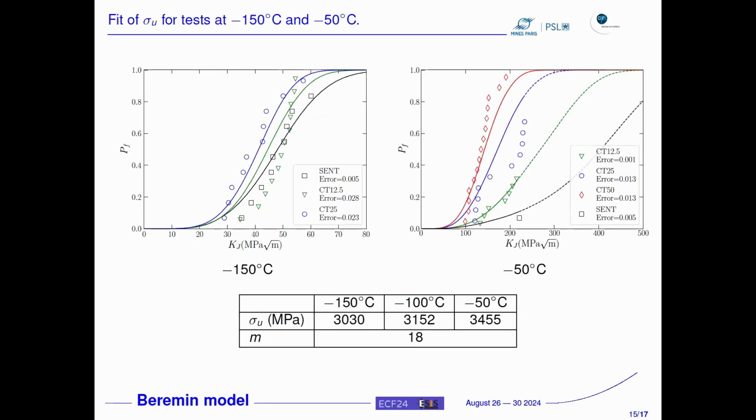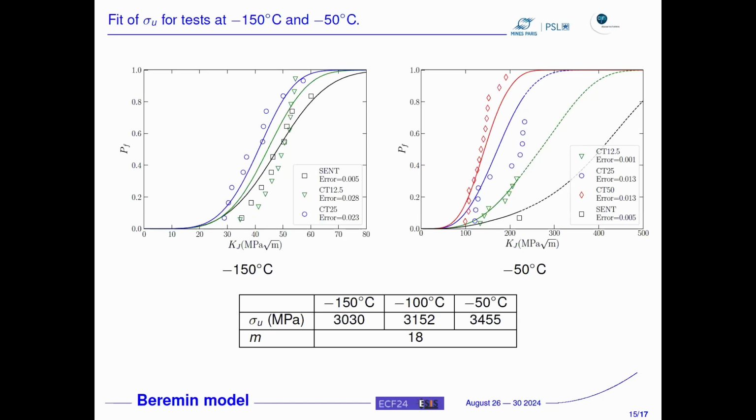So we did the same exercise at -150 and -50. We keep the same parameter m and adjusted the sigma u parameter. The fit is more or less okay. At -50, you see, for instance, here for the SCNT specimen, there's a large dotted part because that's the region where we have ductile failure. So we can only analyze one point, which is purely brittle, and the fit is very good here. Okay, one point, but everything is fitted on the other points also.